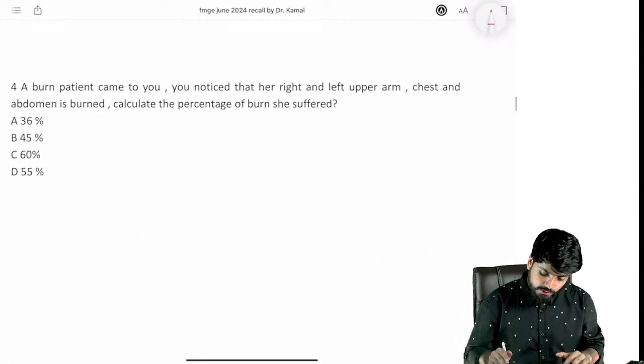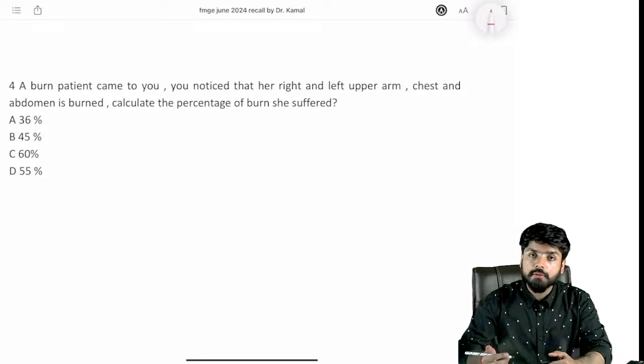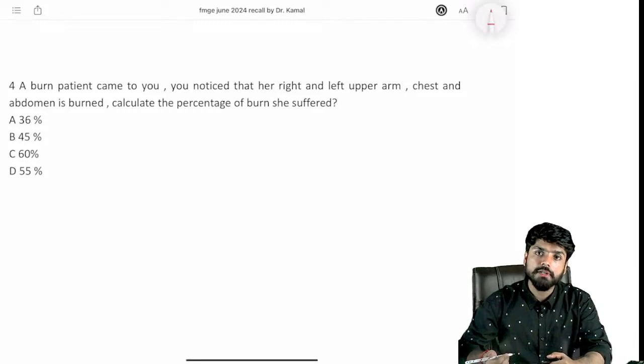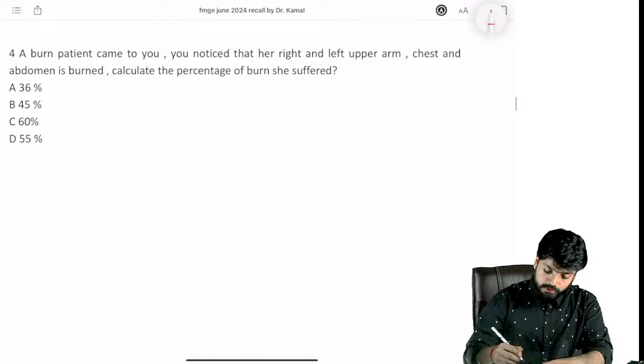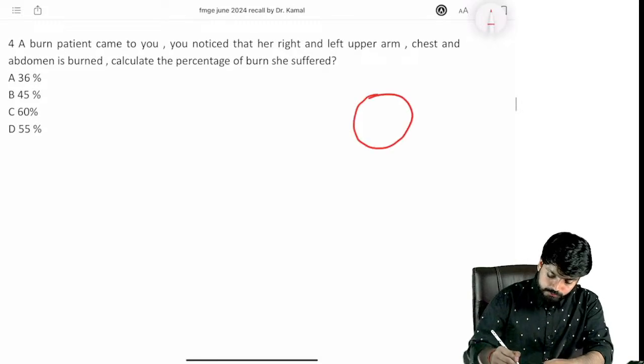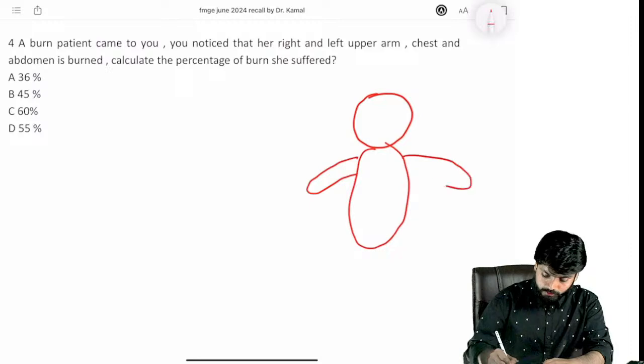Now moving on to the next question. This is a very important question that you have to remember. It comes in forensic medicine, it comes in pediatrics, and it comes in surgery also, the trauma part, and that is calculating the percentage of burn that a patient is suffering. A simple rule, we have to remember this person. Okay, he's having one arm.